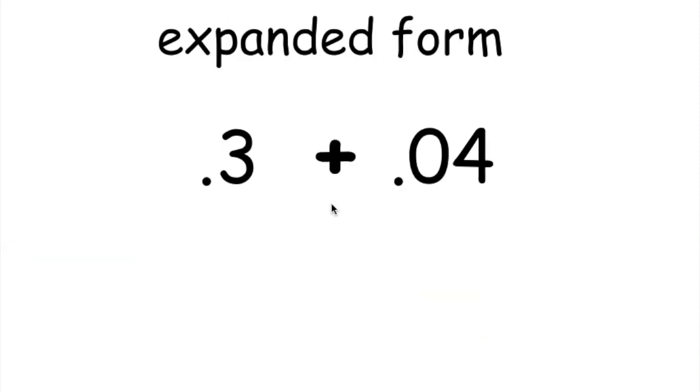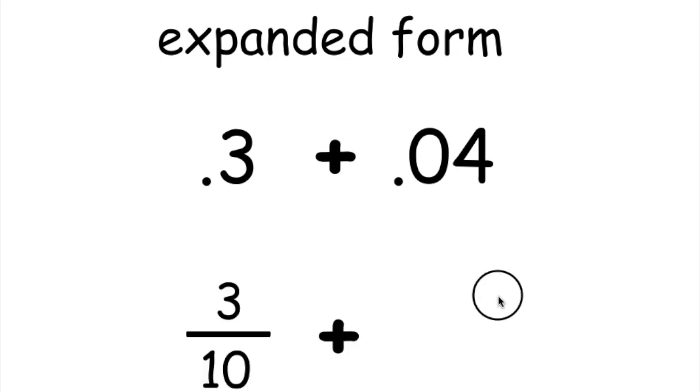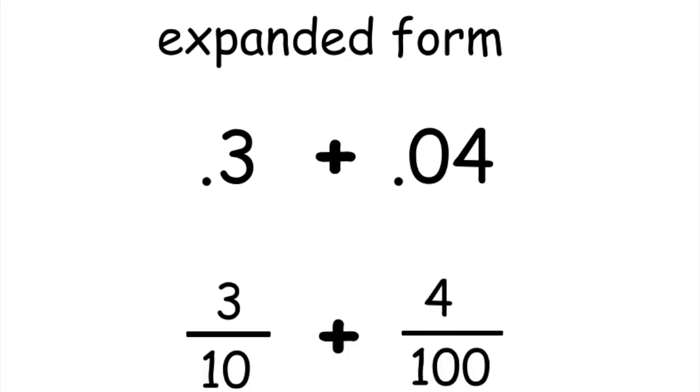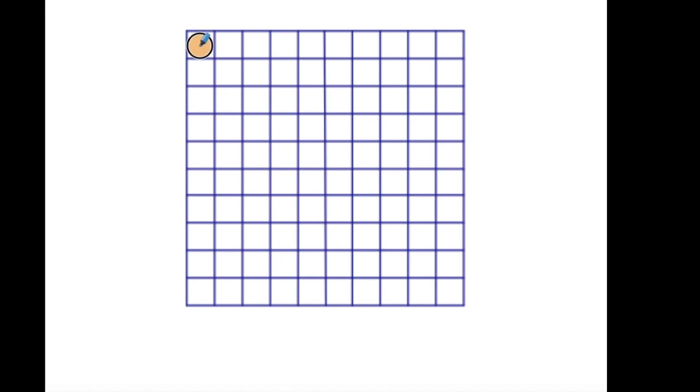So to put that in expanded form, we would have 3/10 plus 4 hundredths like this. Or we could show it in fraction form to show 3/10 plus 4 hundredths. In our first lesson, we decided that we would use orange as our tenths. So to have 3/10 on our unit square grid would look like this.